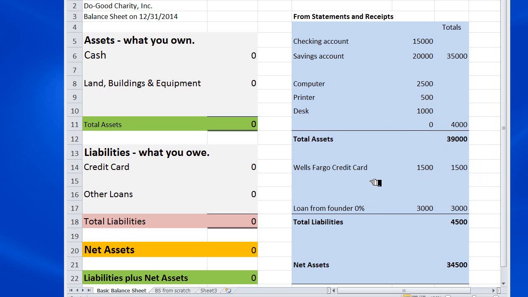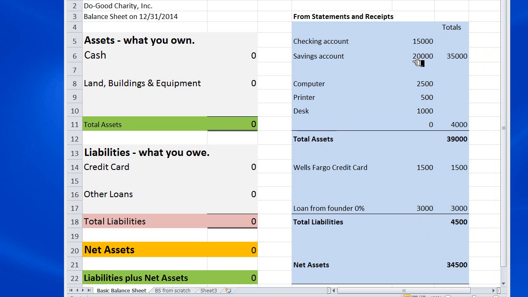We have a credit card, and as of December 31st, we owe $1,500 on it. We have a loan that the founder made to us. The founder loan is $3,000, a zero-interest loan, and at the end of the year, we still owed the founder $3,000. So we have a total of $4,500 in liabilities. If we subtract the $4,500 in liabilities from our total assets, we come up with $34,500 in net assets. So this basically is your balance sheet. Okay, you just created a balance sheet.